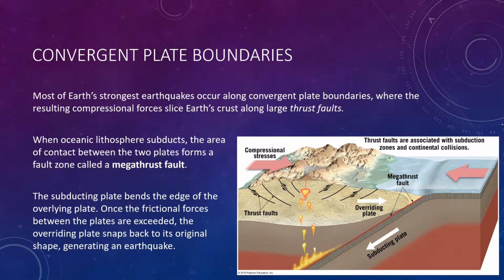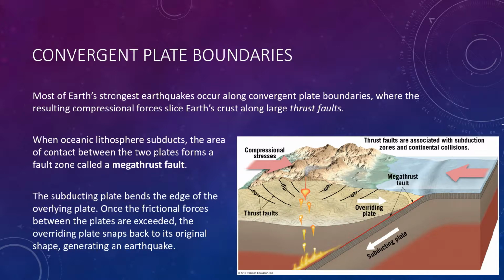When convergence entails the subduction of oceanic lithosphere under another plate, as we see in the figure on the right, the area of contact between the two plates forms an extensive fault zone called a megathrust fault that can be several thousand kilometers long. Along most subduction zones, these megathrust faults remain locked for decades or even centuries.